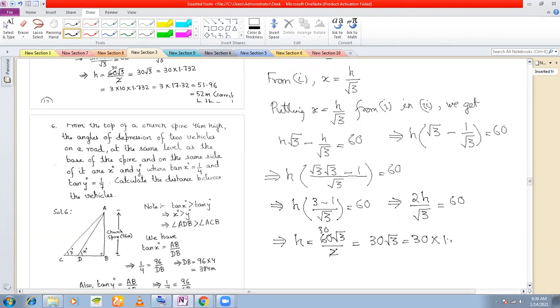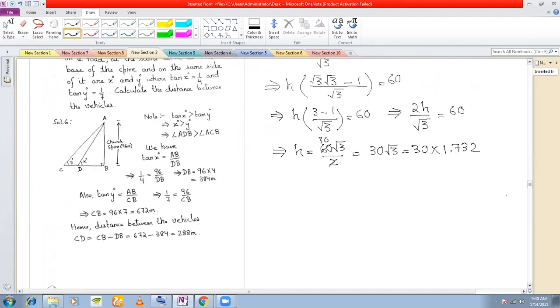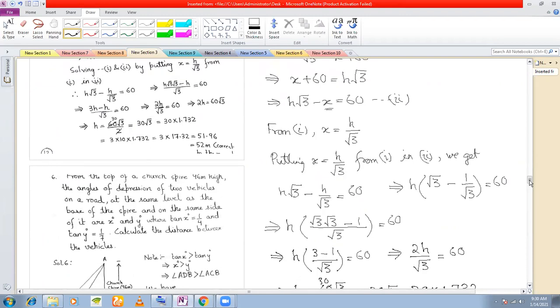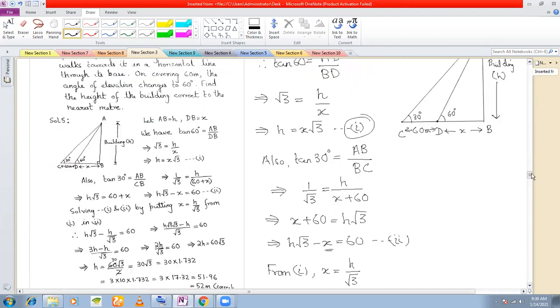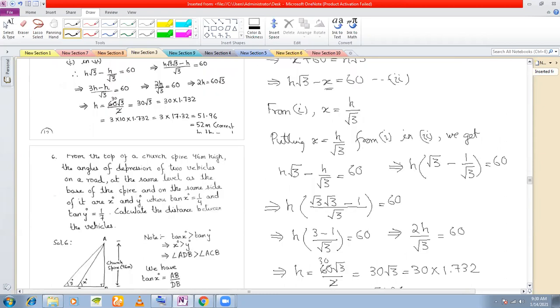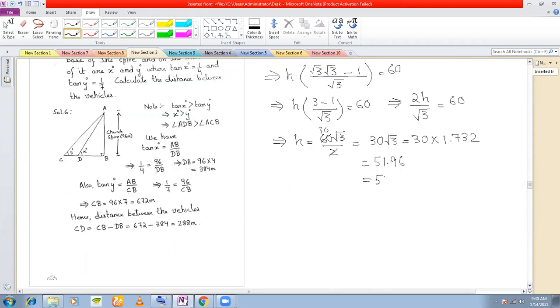And root 3 is 1.732. Now if you just multiply this, you will get 51.96. And they have asked you correct to the nearest whole number, correct to the nearest meter. So once you have got 51.96, we can write this as equal to 52. We cannot actually write 51.96 equal to 52, but because we are writing 52 meters, we write this as correct to the nearest meter in brackets.